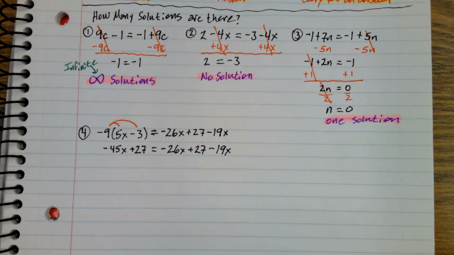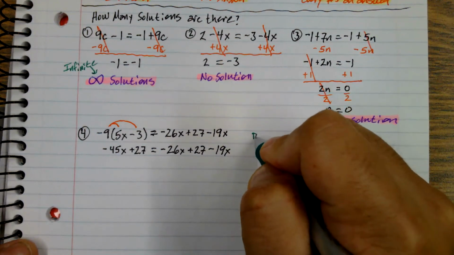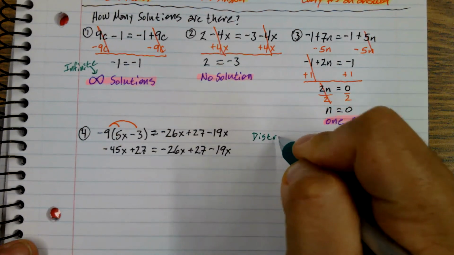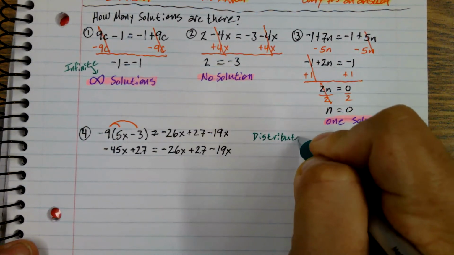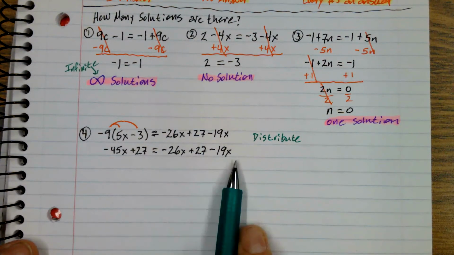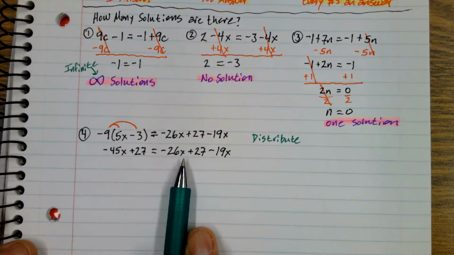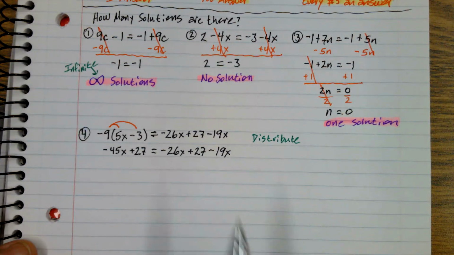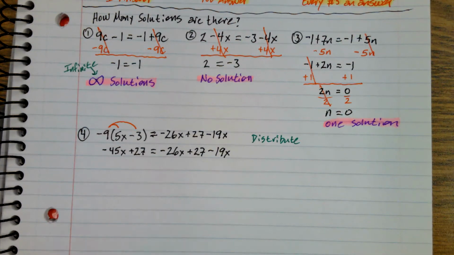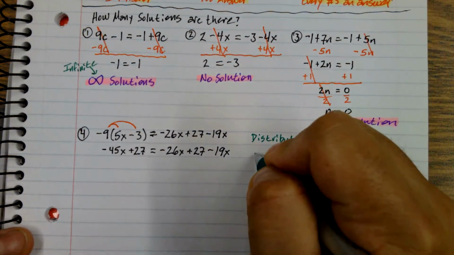On the side, because that's what we're going to move towards next, I'm just going to write down what you do. You distribute. Okay? So now look at what we have, guys. -45x plus 27 equals -26x plus 27 minus 19x. What do we do next? It's important that we do this in the right order. On the right side, what can we do? Combine. So I'm going to write that here. Combine.